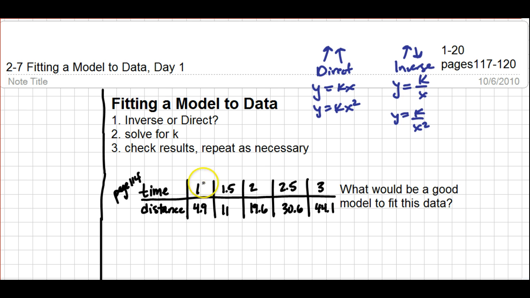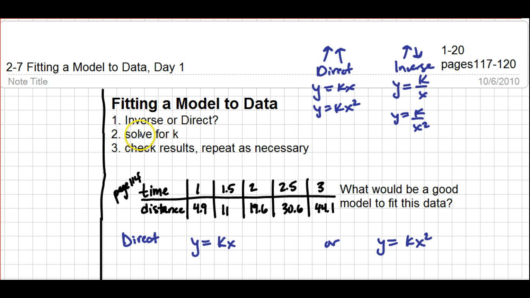So we can ask that question if we're looking at the table. As the time, the independent variable, increases from 1 to 3, does the distance increase or decrease? As we're moving from left to right, it's very clear that both variables are increasing. So we're going to be working with a direct situation. Let's just quickly jot that down, that we know it's direct, so our options are either y equals kx or y equals kx squared. Now we're not quite sure which one it is yet, so we're going to continue on with our list.